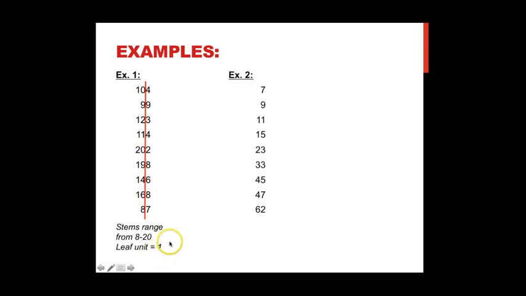Now for this next example, our ones place is still our lowest place value, so that's still going to distinguish my leaves from my stem. But I want you to notice 7 and 9. It appears that they don't have a stem.